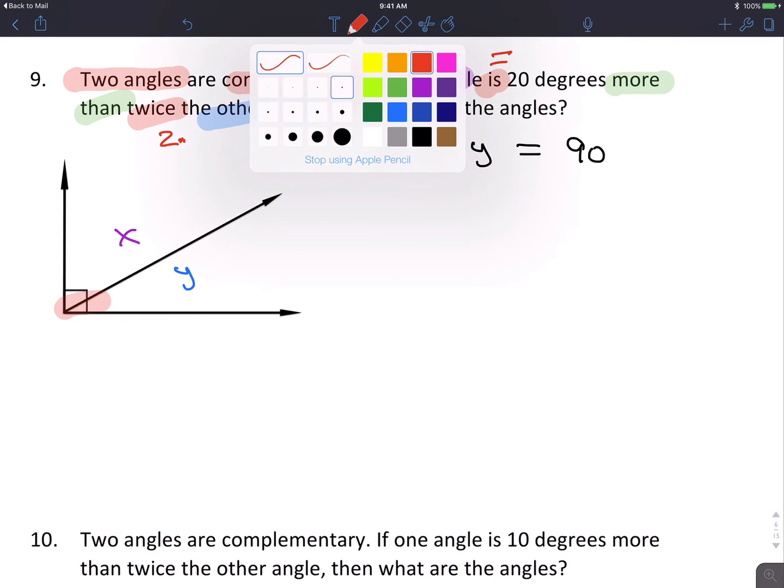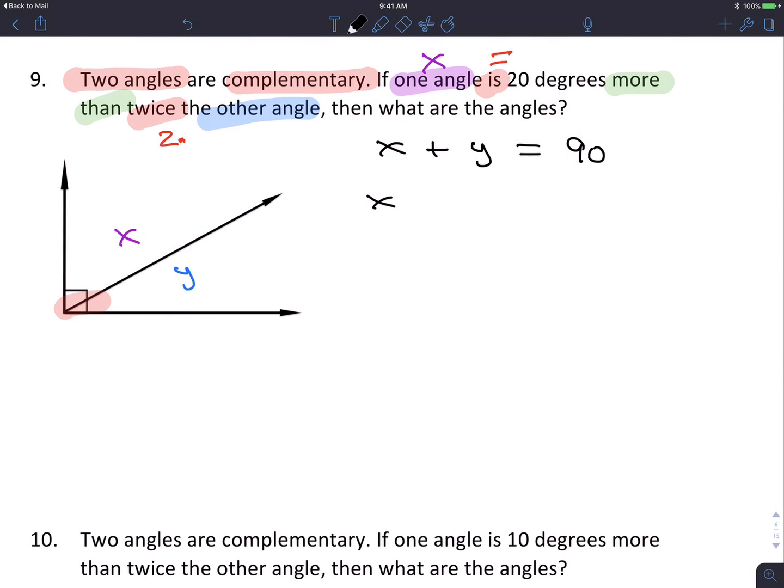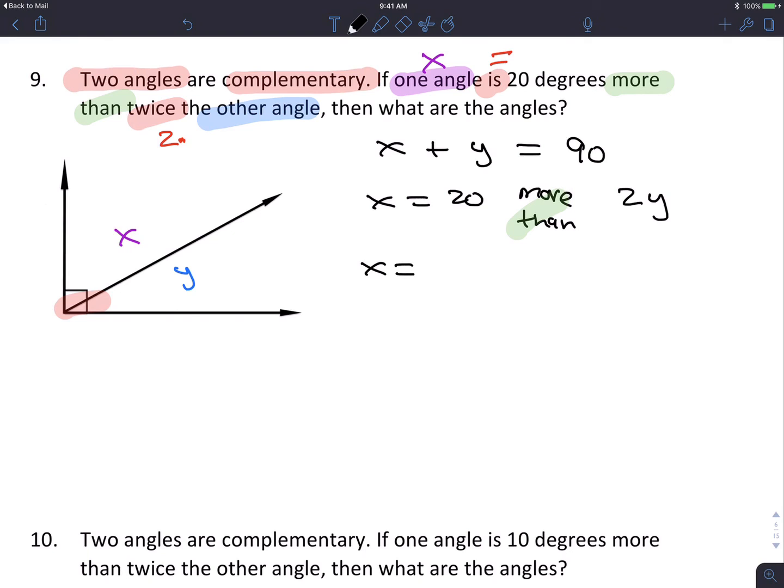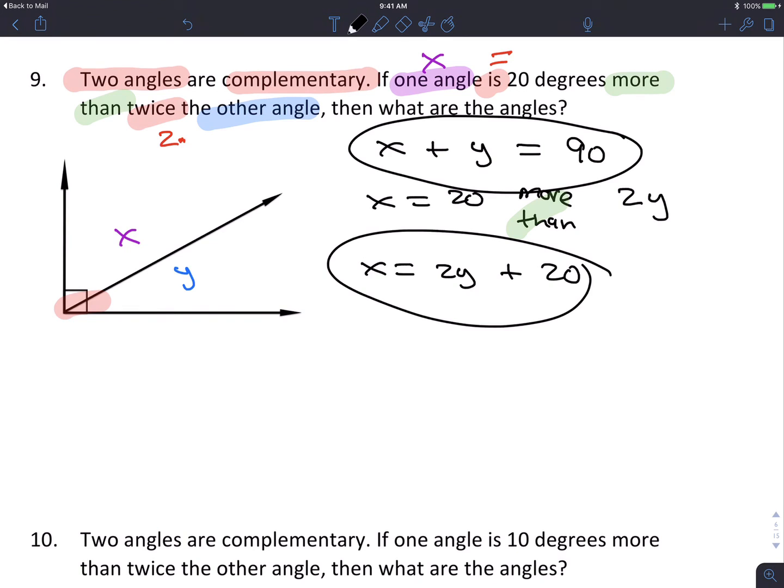So this is 2 times the other angle, this twice business. So let's write this down. We have x is 20 degrees more than twice the other angle. That's 2y. And this is addition. More than is addition. And as you guys recall, this addition switches. So we say x will be 2y plus my 20. Here's my second equation. Here's my first equation.